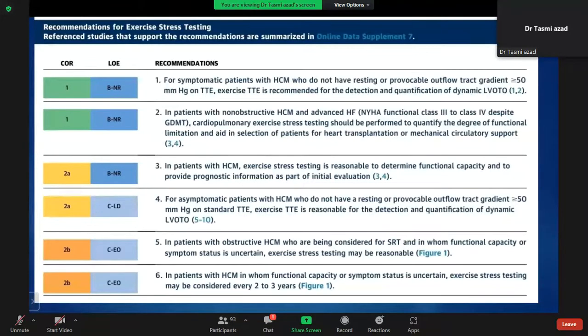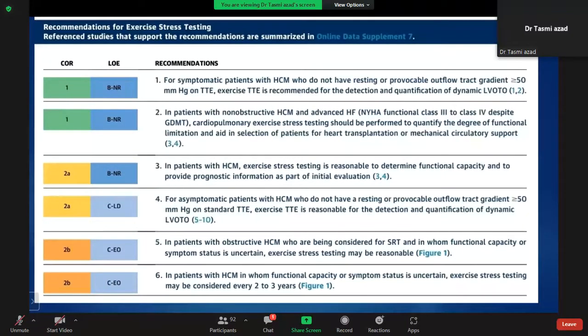This was controversial at one time. That is the recommendation for exercise stress testing, but after lots of trials, they came to the conclusion that exercise stress testing is not harmful. ETT is not harmful for hypertrophic cardiomyopathy patients. They give 2 class 1 indications for ETT.